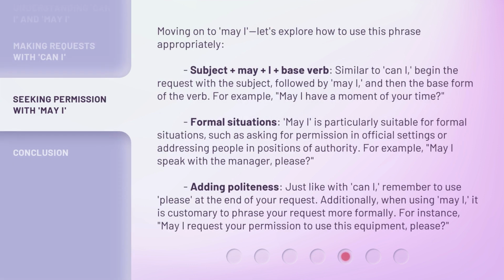Moving on to may I, let's explore how to use this phrase appropriately. Subject plus may plus I plus base verb. Similar to can I, begin the request with the subject, followed by may I, and then the base form of the verb. For example, may I have a moment of your time?